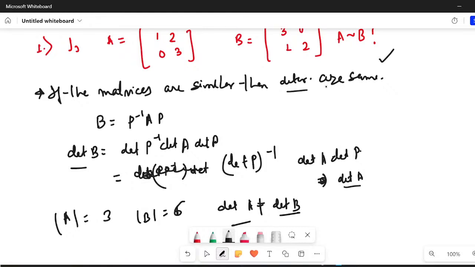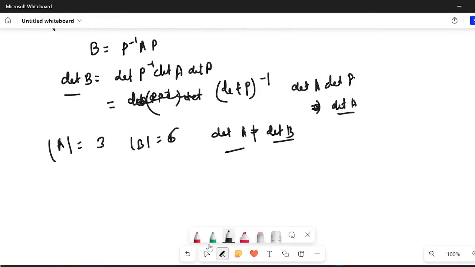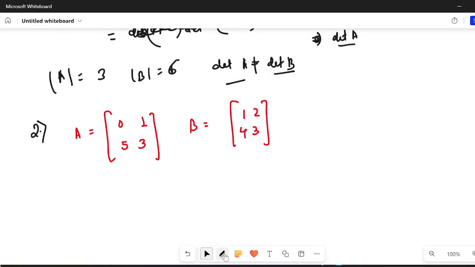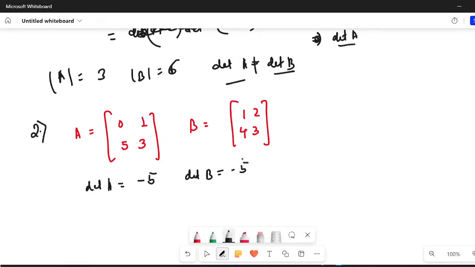Okay. Now let us try to do this question. What do you think about these matrices? A is equal to 0, 1, 5, 3, and B is equal to 1, 2, 4, and 3. Straightforward, the first thing that you should check is the determinant. What is determinant of A? Determinant of A would be, I think, minus 5. What is determinant of B? Determinant of B is also minus 5. So the determinant is the same.